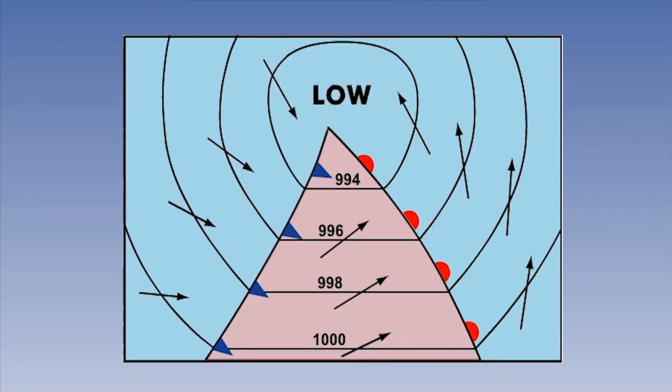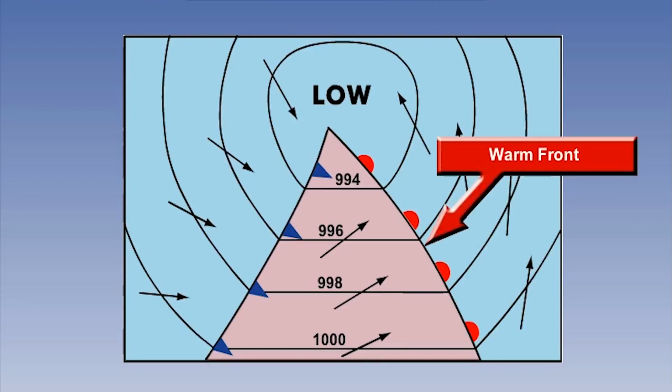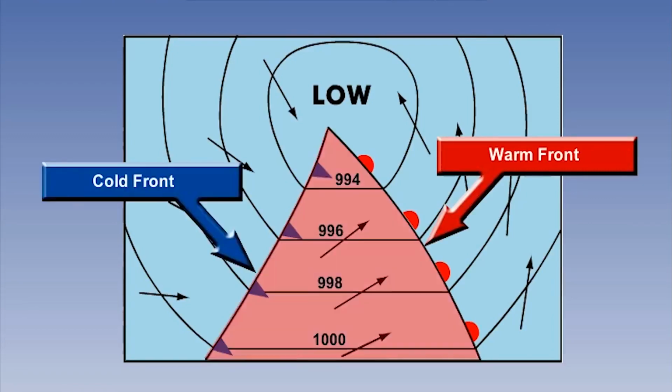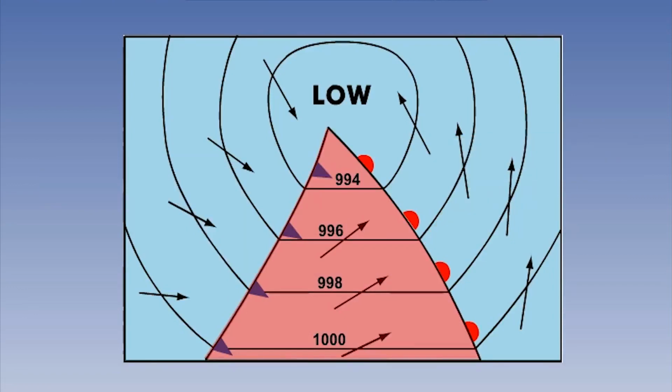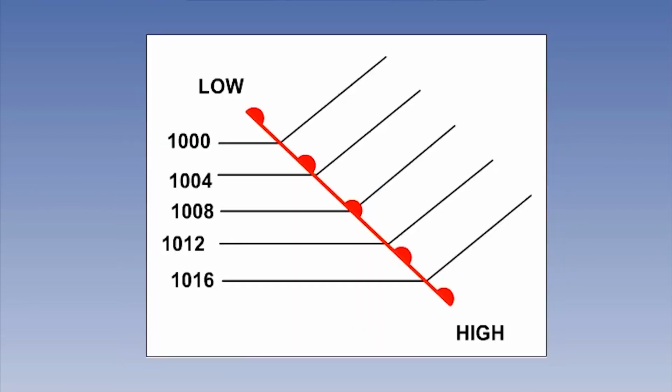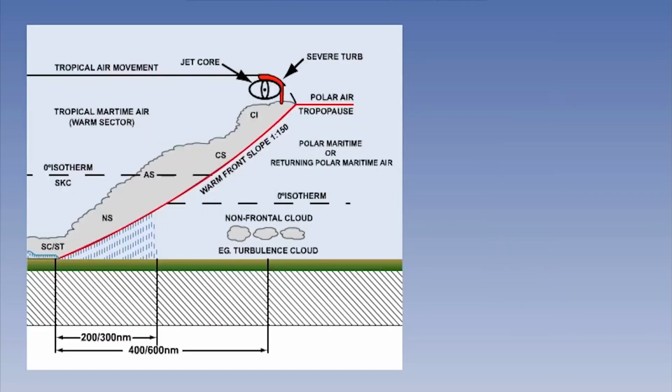At this stage we have what is known as a warm sector depression, with a warm front, a cold front and a warm sector. Let's look at these constituent parts in a bit more detail. The warm front. If warm air is replacing cold air, then we call it a warm front. The slope of a typical warm front is 1 in 150.